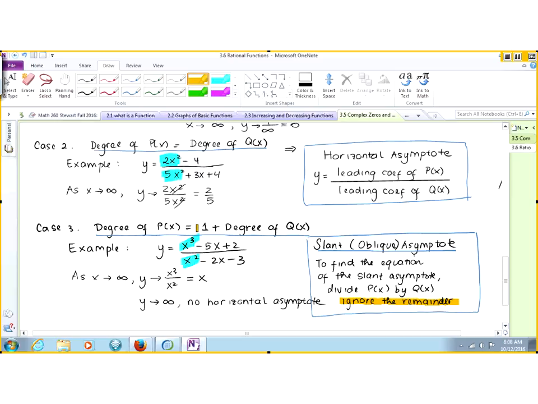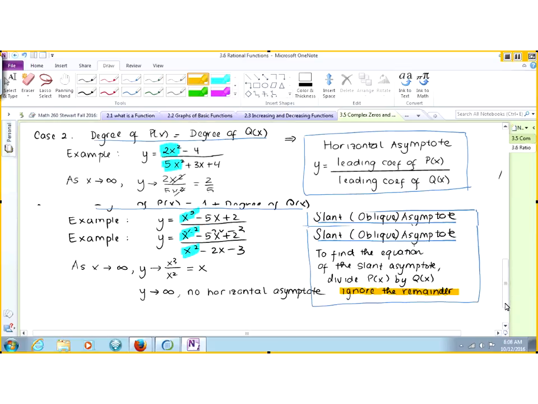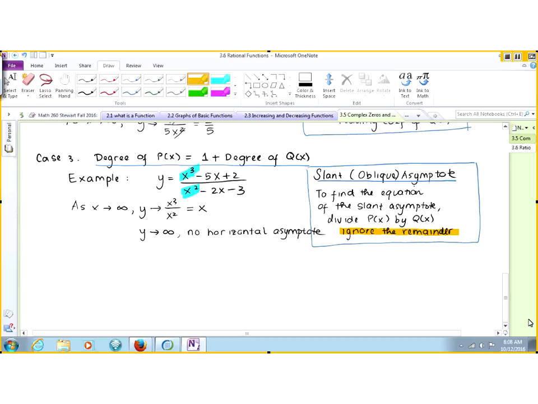What about if this is x to the 4 and this is x squared? What is x to the 4 divided by x squared? X squared, so you'll have a parabolic asymptote, etc. But it's not very common. So let's just do the case which is 1 more than the degree of q of x. Okay, so let's do the division here.